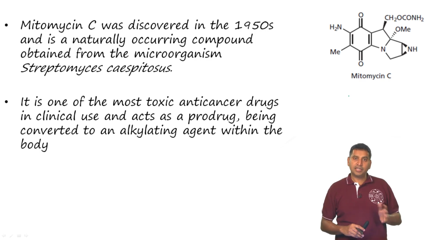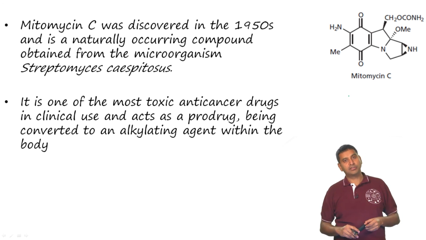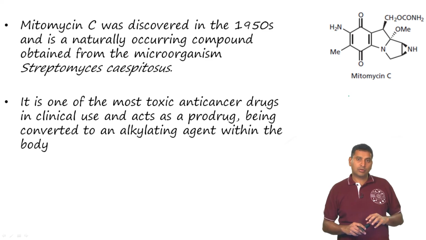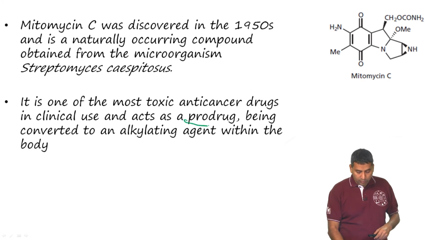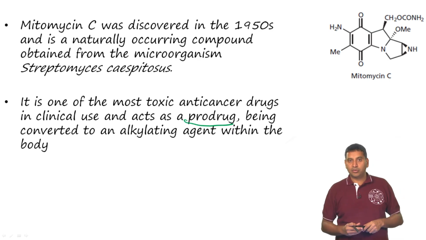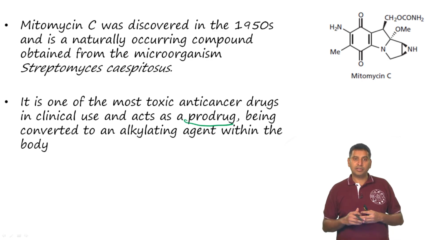Mitomycin was discovered in the 1950s, and again it has been isolated from the class of microorganisms known as Streptomyces. It is one of the most toxic anti-cancer drugs in clinical use, and it is another example of a prodrug. Of course, we will look at prodrugs much later in the course, and this is an excellent example of a prodrug. On its own it is really inactive, but it is converted to an alkylating agent within the body.